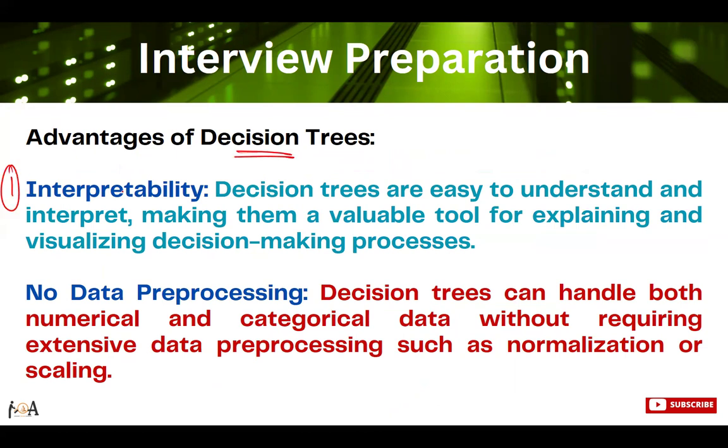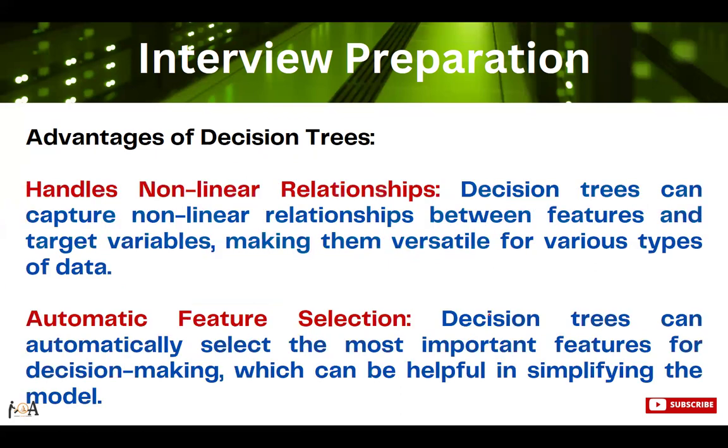First one is interpretability. Decision trees are very easy to understand and interpret, making them a valuable tool for explaining and visualizing decision making processes. The second point is no data pre-processing. Unlike other techniques of categorical data classification, where they need pre-processing, here no pre-processing is required, such as normalization, scaling, and so on. Okay. The third important advantage is that it handles non-linear relationships as well.